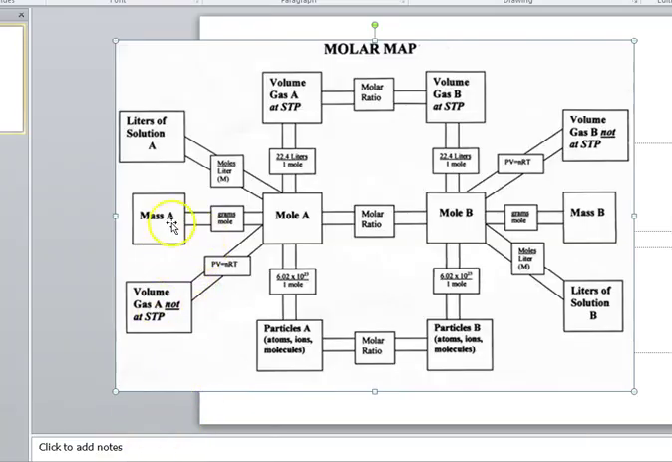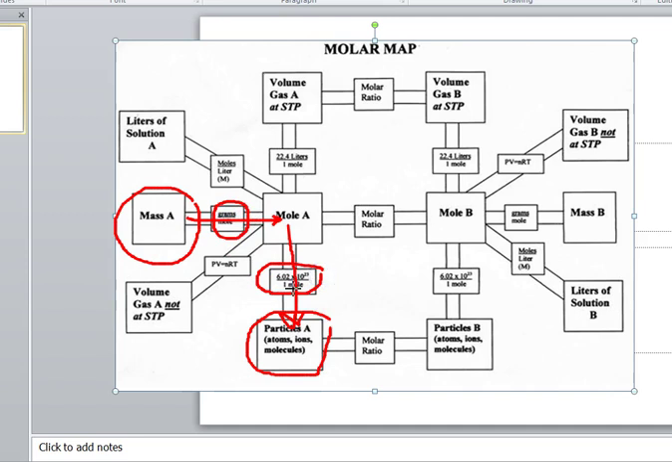So if we look at the map, we've got the mass and we're trying to figure out the particles. Notice there's no direct link, so we're going to go from grams to moles, and then moles to particles. Now for grams to moles, we're going to have to flip this, because we want grams to cancel, and then we can use this one to get our moles to cancel, and we'll end up with particles.